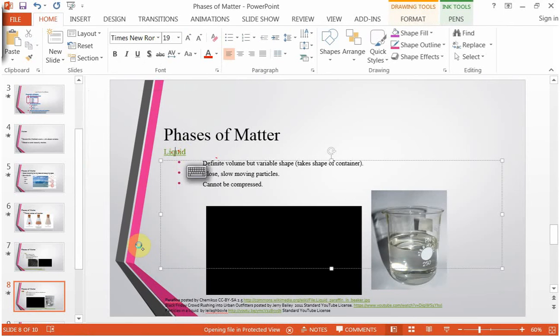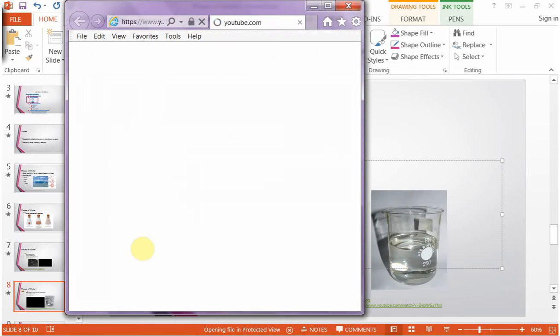Open hyperlink. Sometimes technology just isn't my friend, and that's okay.